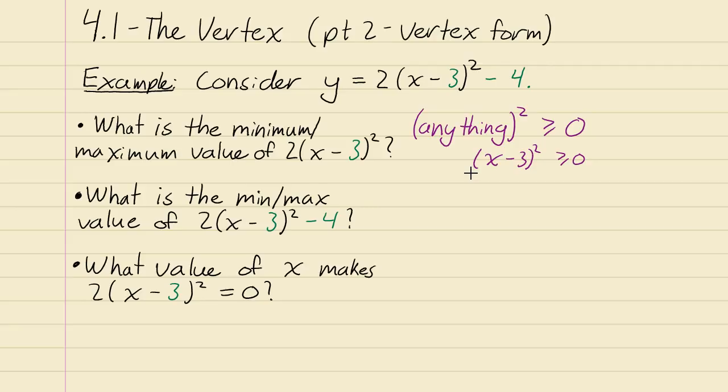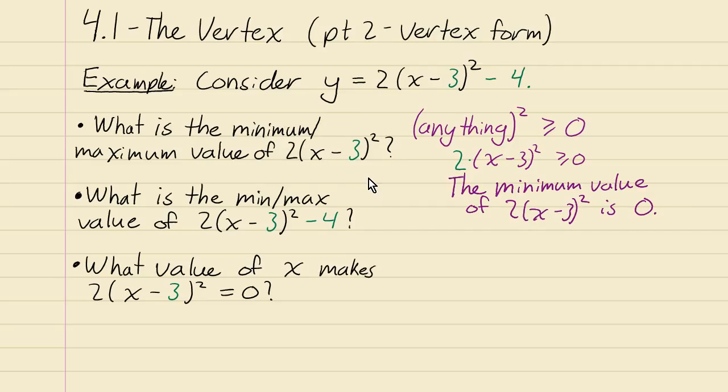What about 2 times that? Well, if this is 0, then 2 times 0 is still 0. If x minus 3 squared is a positive number, 2 times a positive number is greater than 0 as well. So you might as well just throw on a 2 times this in front, and it would still work. So that means the minimum value of this expression is 0.